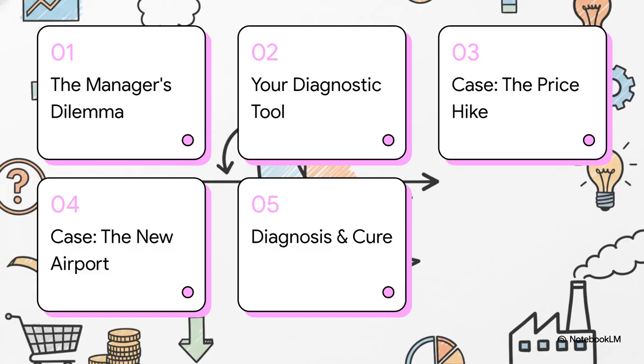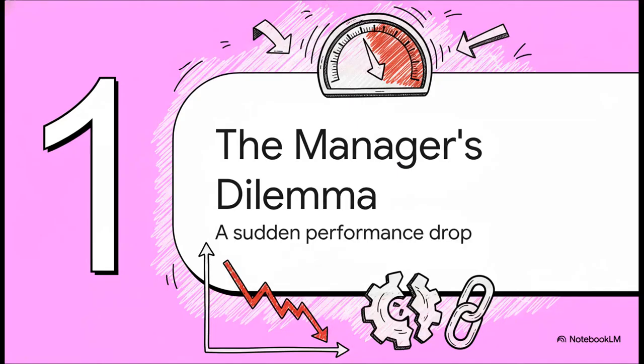So here's our game plan. We're going to treat this like a medical diagnosis. First, we'll present the symptom, what we're calling the manager's dilemma. Then I'll hand you the diagnostic tool itself. After that, we'll run that tool through two very different case files to see how it works in the real world. And finally, we'll discuss why getting that diagnosis right is absolutely critical to prescribing the right cure. All right, let's dive right in.